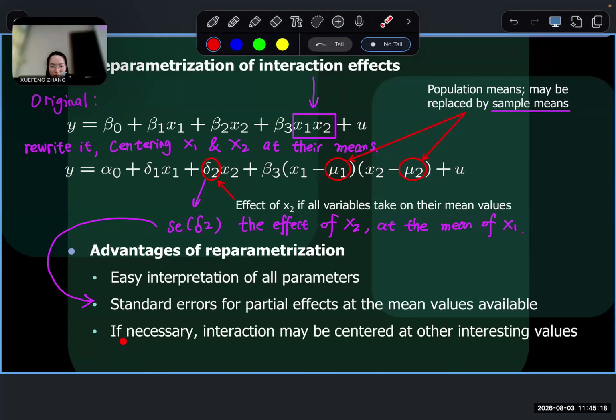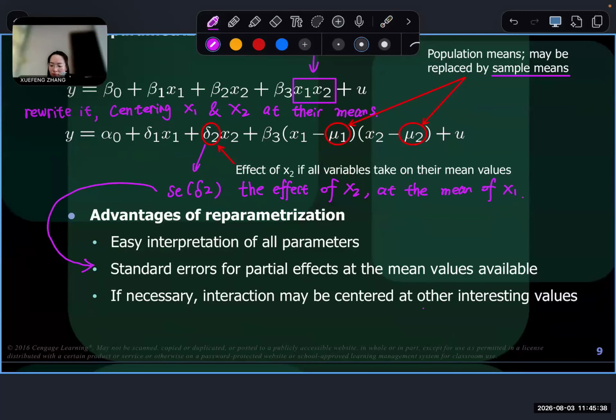Next one, flexible centering. If necessary, the interaction may be centered at other interesting values. So here I showed you that I center it at their means, right? But actually you can choose, maybe the median. So it's flexible, okay? Maybe a policy cutoff, whatever fits your equation, you can center it.